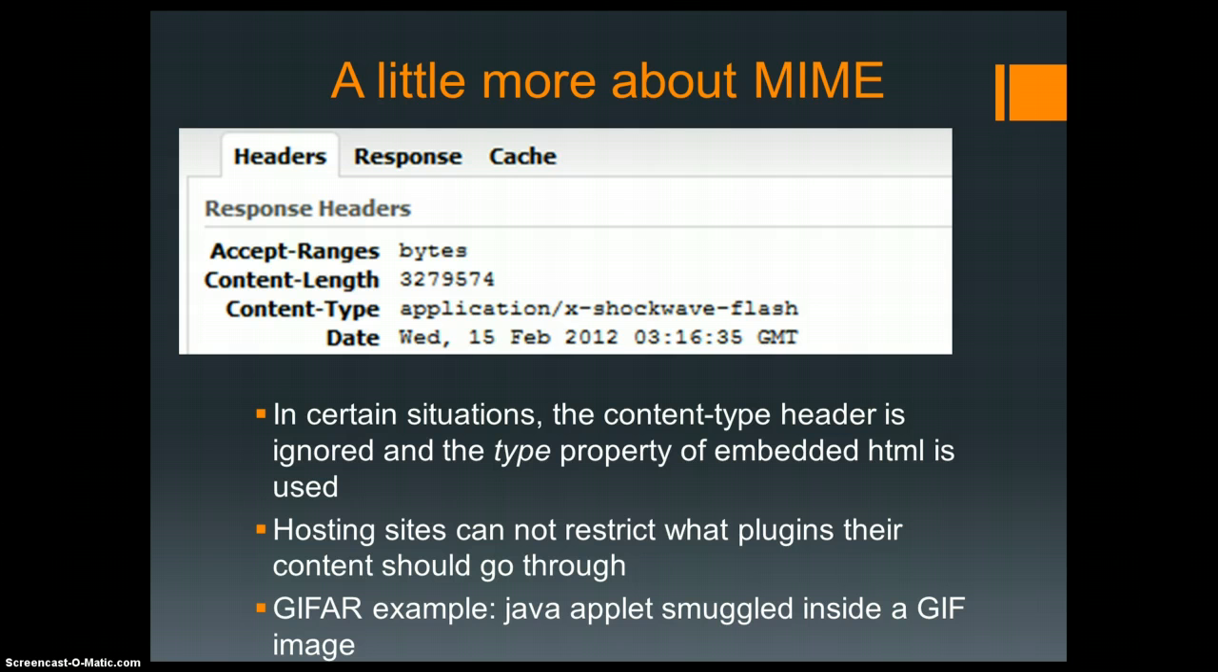However, there are certain situations where the content type header is ignored and the type property of the embedded HTML is used. What this is saying is that when I request a resource off the server, in its response headers it's going to tell me what type of content I am getting in return. However, that embedded HTML type property can be defined as something completely different. I could define it as an image JPEG or a PNG or something.